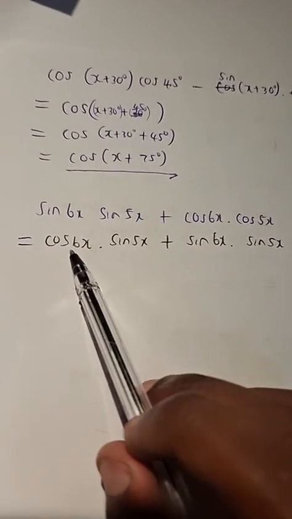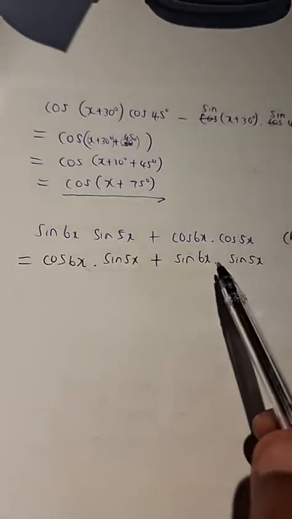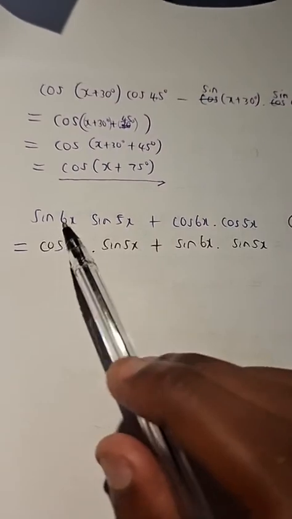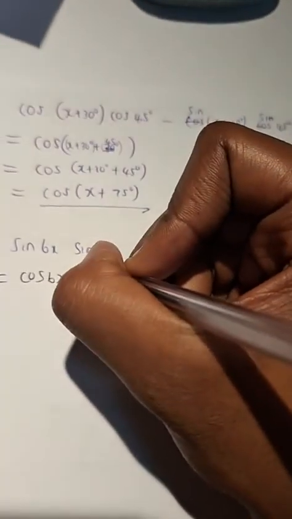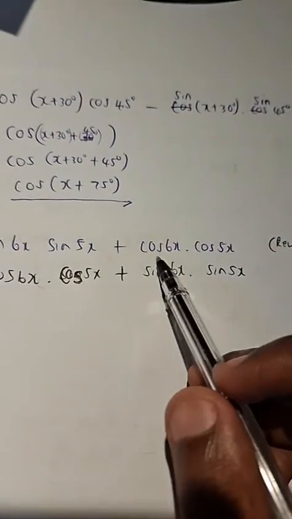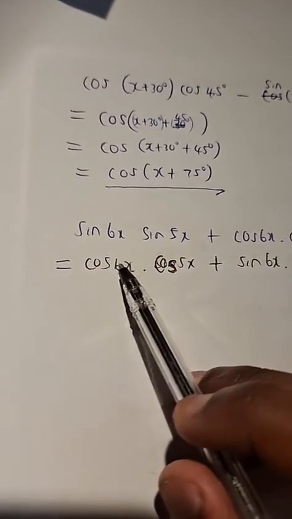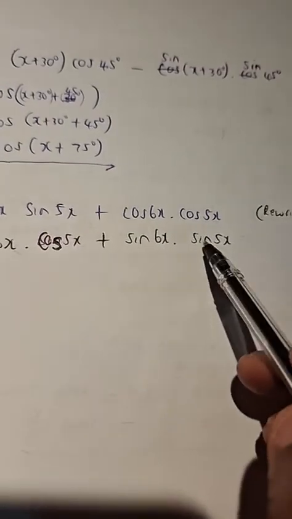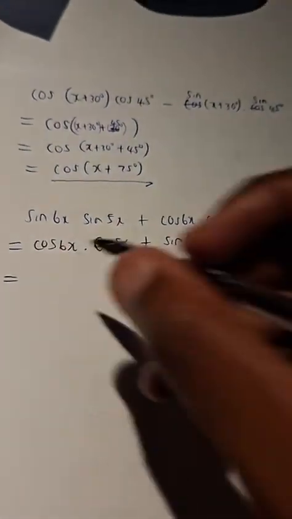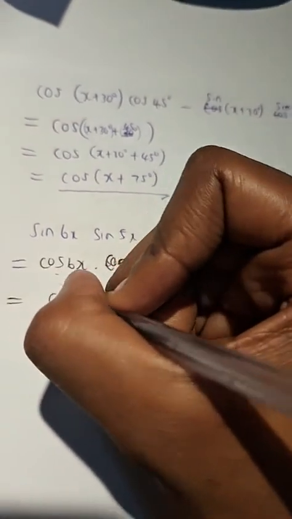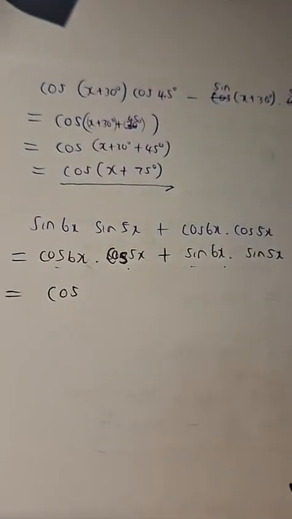Why? Because I want to see my expanded form the way the template of cos for the compound angle usually is, because it usually says cos cos. Sorry, I changed the sign into cos. Forgive me there. So it is cos 6x cos 5x, followed by sine 6x times sine 5x. Now I can write the reduced form. This is cos cos, sine sine, and remember, if it's cos cos, it means that is the cos compound angle.